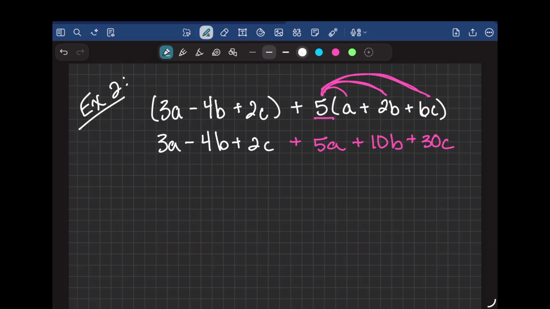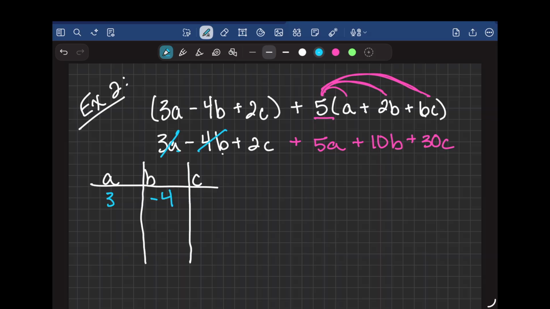From here, I have everything simplified. I don't have any parentheses, so now I'm going to look at all of my groups. So looking in order, we have an a, we have a b, and we have a c. I don't have any constants, so this would be the table that I'm going to use for this problem. Going in order, we have 3a, so I'm going to put a 3 in my first column. I have a negative 4b, so I'm going to write negative 4 here. Then I have a positive 2c, so I'm going to write 2. Looking at my right side, I have 5a, and that's positive, so I'm going to put plus 5.